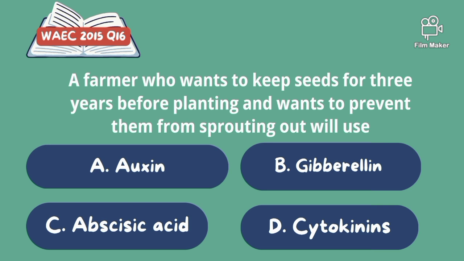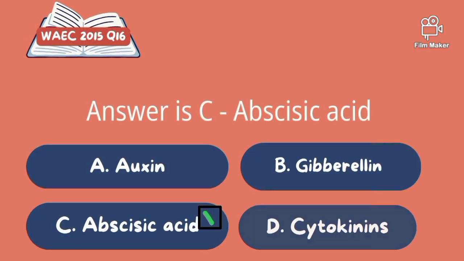The correct one is C, abscisic acid. Now the farmer will use abscisic acid because abscisic acid is known to induce and maintain dormancy in seeds. It also inhibits germination. Abscisic acid also helps to withstand various stress like drought and cold during the storage period. So the farmer will use abscisic acid to prevent the seeds from sprouting during the period of storage. All other options, auxin, gibberellin, and cytokinin, are growth promoters. If they are used on the seed, it will end up germinating.